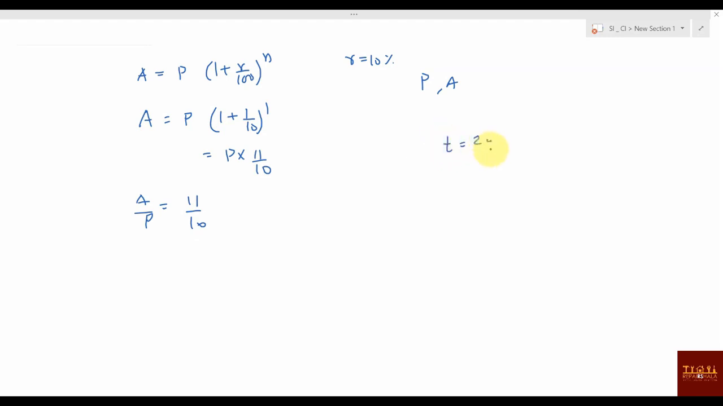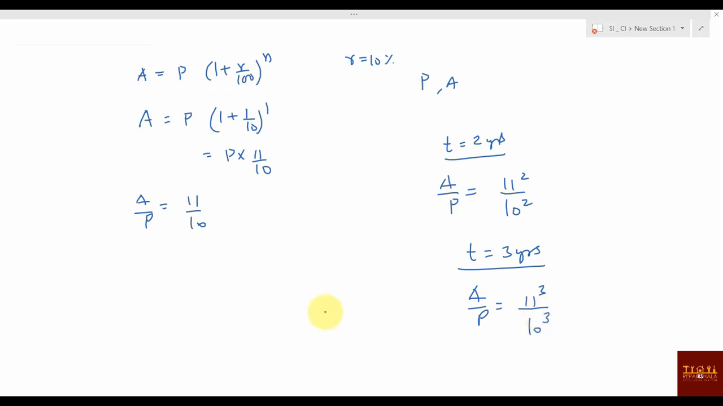Now let's check for 2 years. T equal to 2 years. If T equal to 2 years, the 2 will become the power, so A by P value will be 11 square by 10 square. Yes. Now let's check for 3 years. Again this will become 11 cube by 10 cube. Right. So I'm writing here first year, 2 years and 3 years.